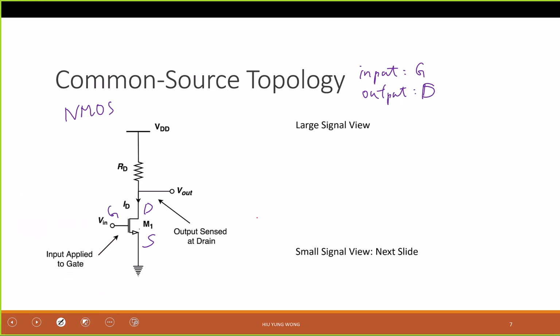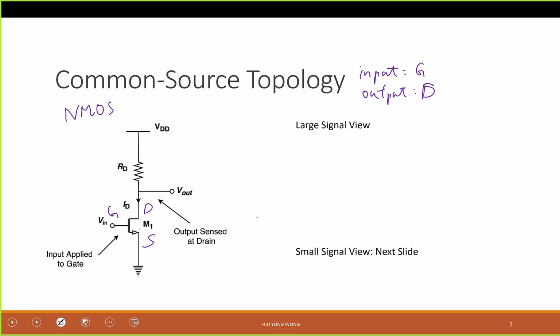Input is gate, output is drain. When you have an input and output, you need to refer to a common place. For example, my height is 10 meter. Your height is 20 meter, your elevation. That means we are referring to the same ground. Because if I'm standing on the top of the mountain, and I say it is 800 meter, it refers to the sea level. So you can refer to different levels. So you should have a common ground.